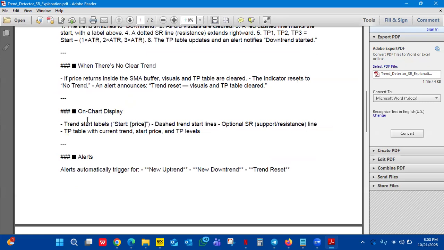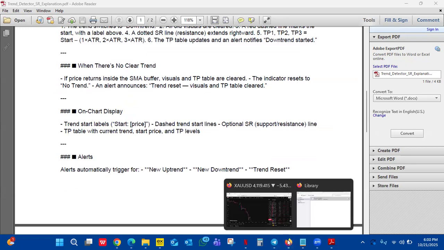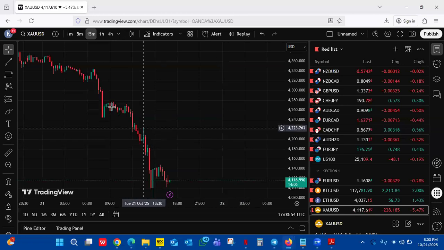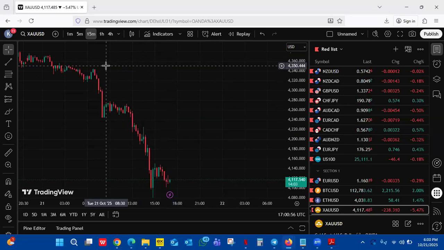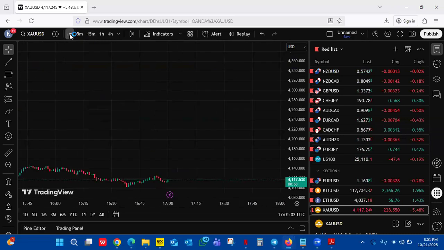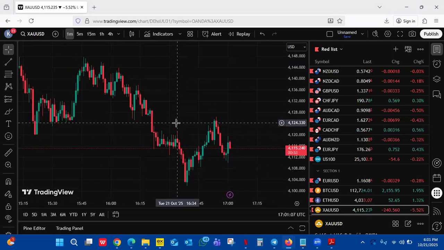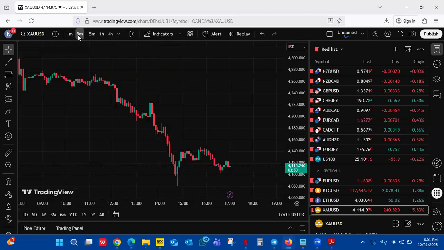Okay, so let's go to our charts. Now, this is our chart. This is XAUUSD. We go over to the 5 minute chart. You can also zoom into the 1 minute chart, for those of you who love to scalp. I am looking at the 5 minute chart, but I'm going to identify from the 1 minute chart up towards the 1 hour chart.